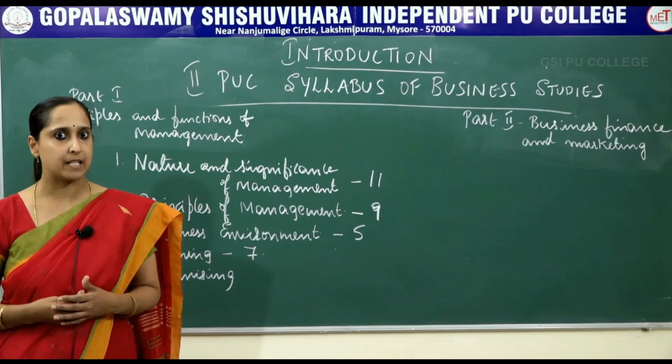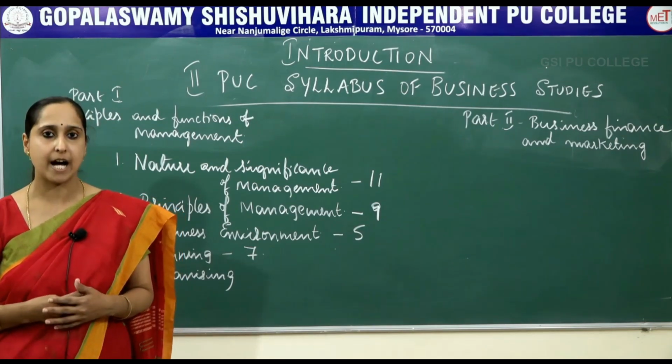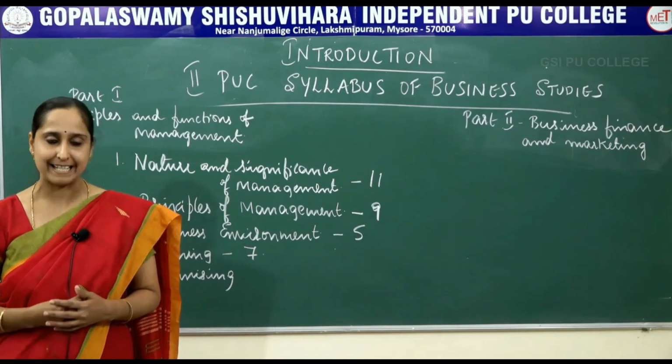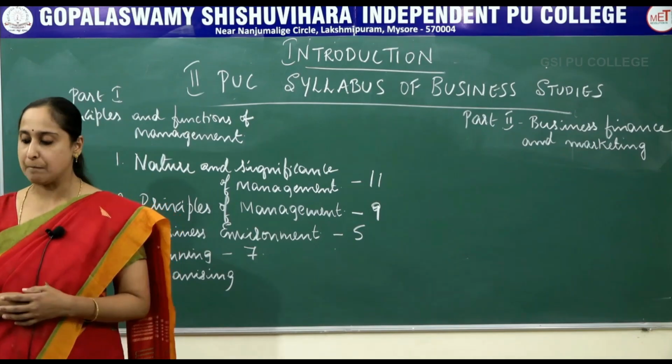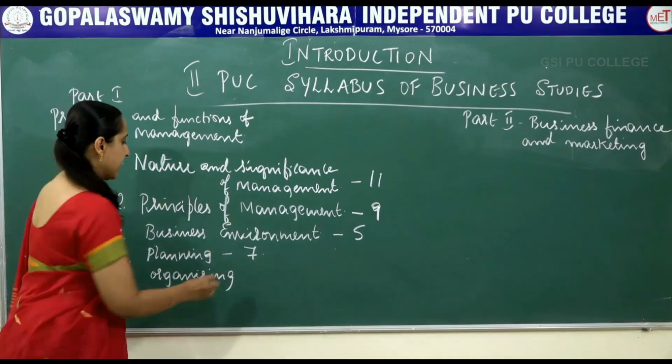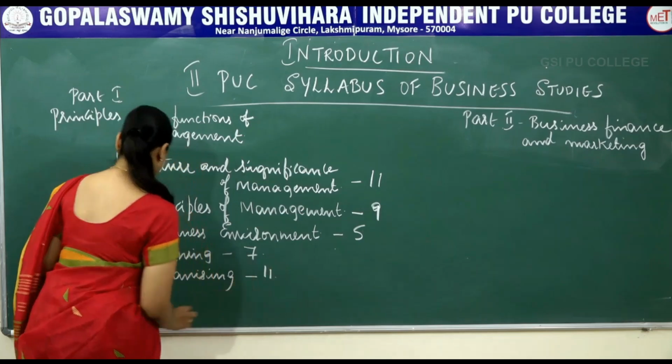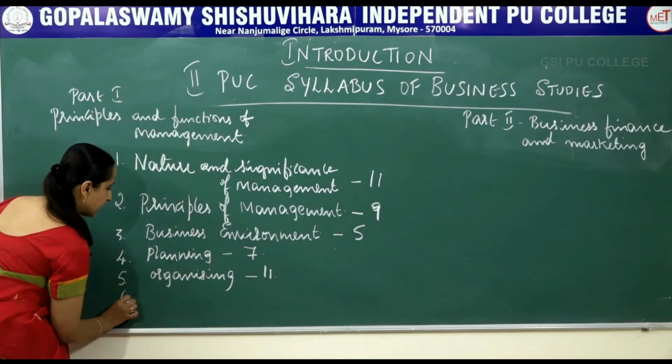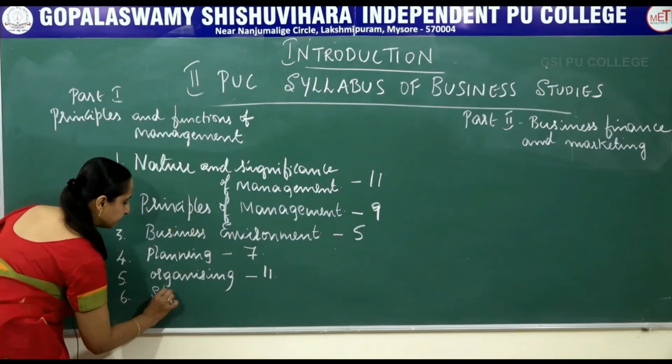Another 2 topics which are covered in this chapter are delegation and decentralization. So the total marks allotted to this chapter is 11 marks.